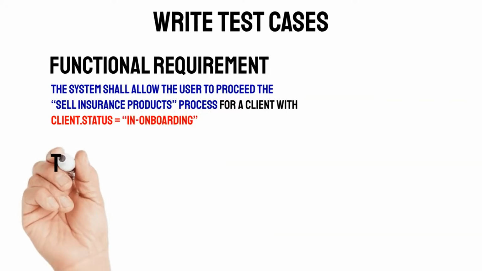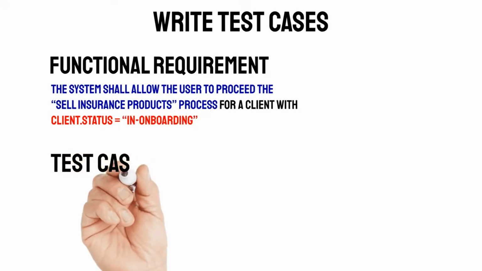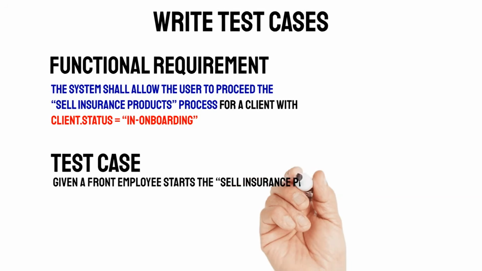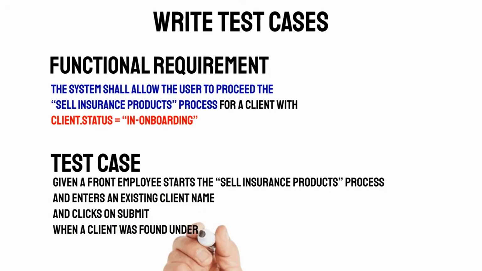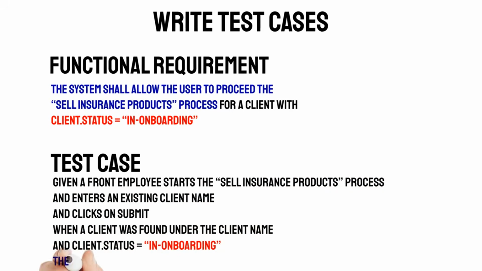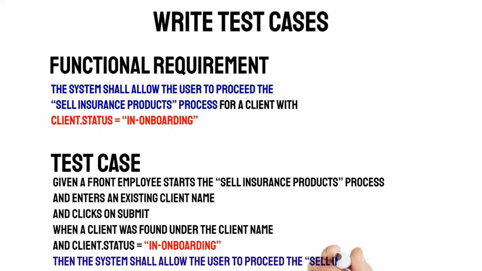The test case is describing the steps. So given a front employee starts this process and enters an existing client name, clicks on submit, and when a client was found under the client name and its status is in onboarding, then the system shall allow the user to proceed the process. This is the test case for this functional requirement. Of course, now we could write a test case for each requirement, but just to make this video pretty short, we will leave it like this, but now you know how to write a test case for each functional requirement.